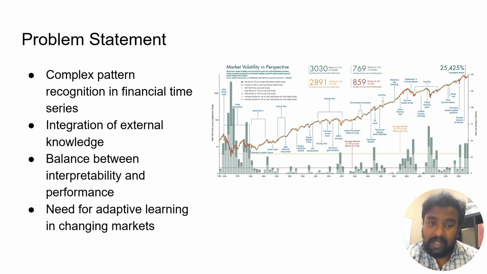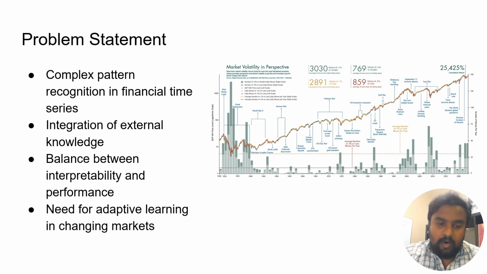Then there is the balance between interpretability and performance. Most accurate models are hard to interpret, making them less useful for decision making. And lastly, adaptive learning. Markets evolve quickly, so the systems need to adapt dynamically. That we don't have.